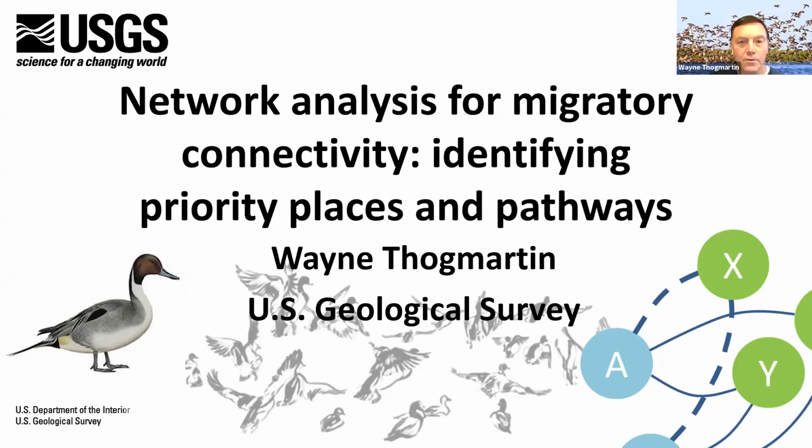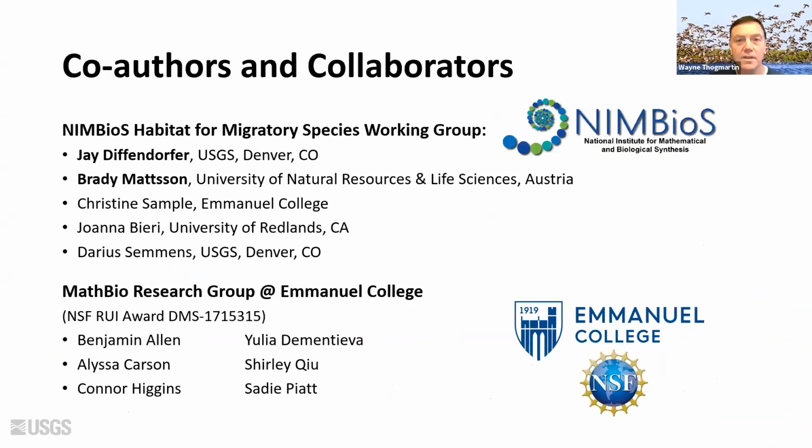But before I get too far into this, I'd like to be sure to acknowledge my co-authors and collaborators for this project. Jay Diffendorfer and Brady Mattson were co-leads with me in forming a National Institute for Mathematical and Biological Synthesis working group on the habitat for migratory species that helped foster much of the developments that I'll show today. Christine Sample and Joanna Beery were very important in the mathematical underpinnings of the models, and Darius Simmons is critical in the ecosystem services side of things.